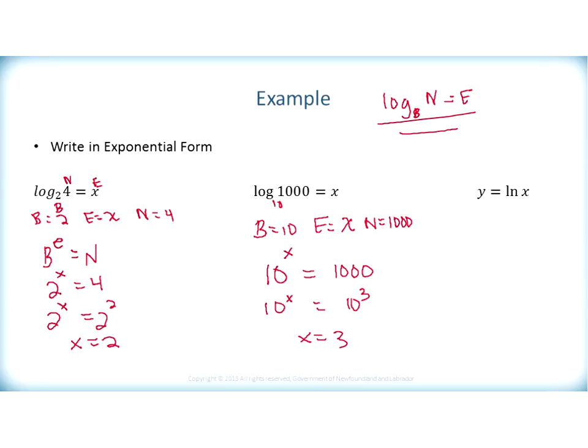If we look at the next question, we have a natural log. And of course we know here the base is going to be equal to the irrational number e. The exponent will be the y, and the argument is the number. So we have e to the power of y would equal x.